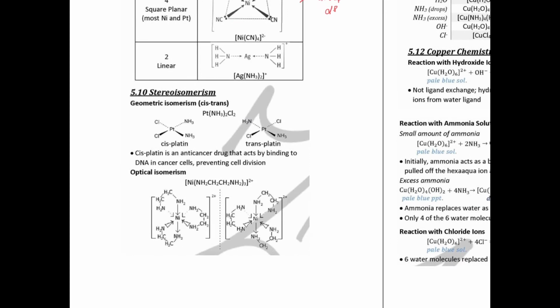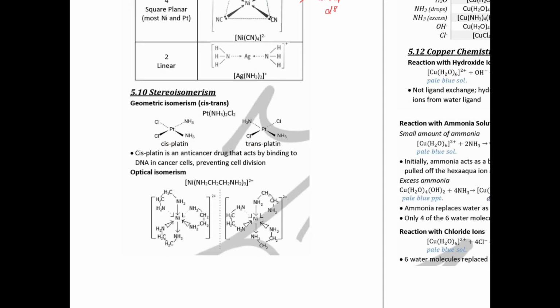Now here, 5.10, stereoisomerism. So we have geometric isomerism, which is cis-trans. So the cis-trans here is different from the cis-trans that we learned last time. The cis-trans that we learned last time involved a double bond, and this one has no double bond. Okay, so let's see an example. This is cis and this is trans. We have cis on the left and trans on the right.